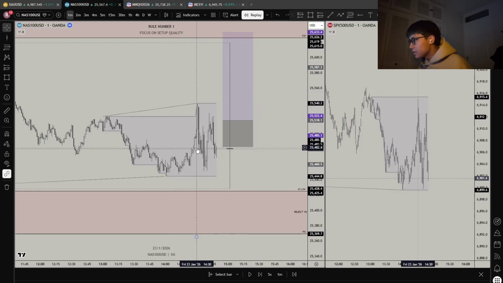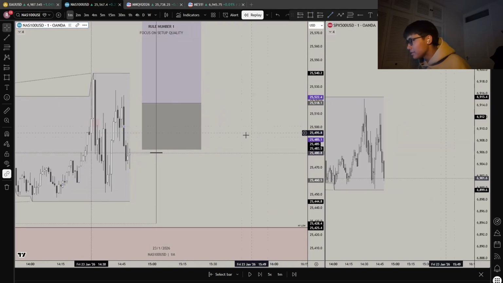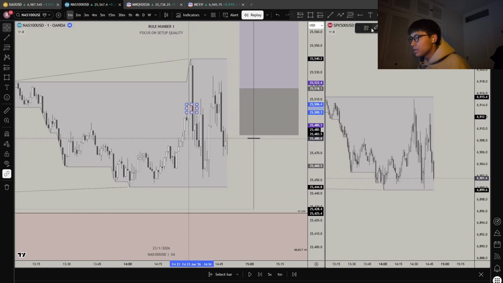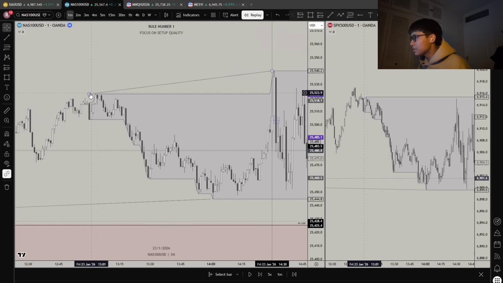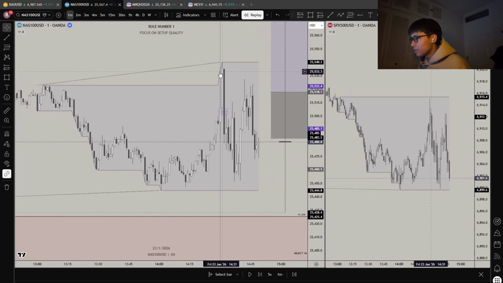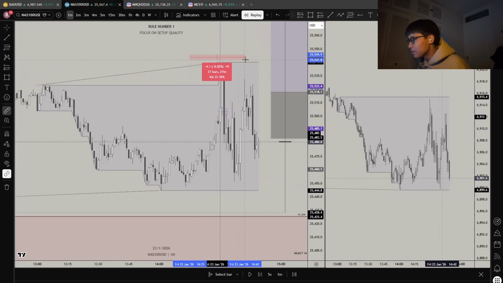Straight away, before New York, we went up, and so many traders, guys, would have been stopped out trading this IFVG, this 1 minute IFVG here, right at New York Open, because of this SMT, and look at the displacement of this candle as well.